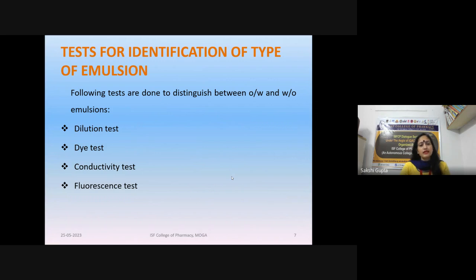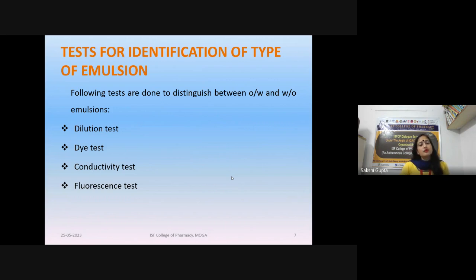Next test is the dye test. In case of the dye test, we are using scarlet red dye. We will mix this scarlet dye with our emulsion. Then we will take one drop of the emulsion on a slide, cover it with a cover slip, and observe under the microscope.